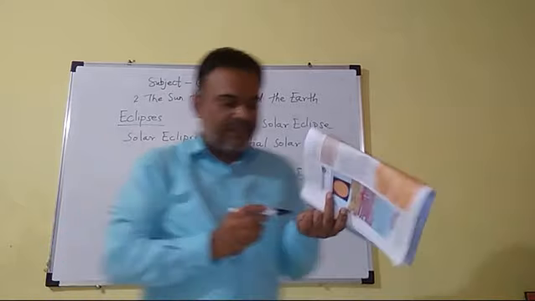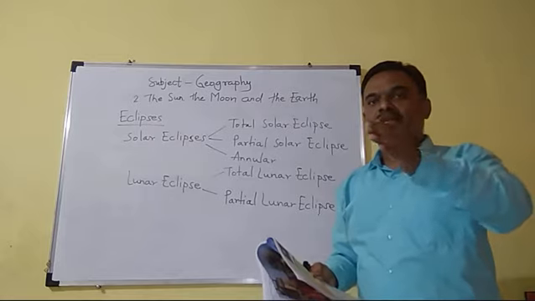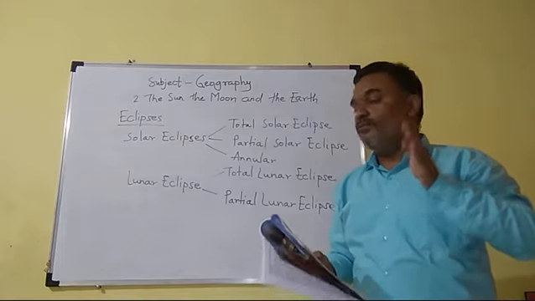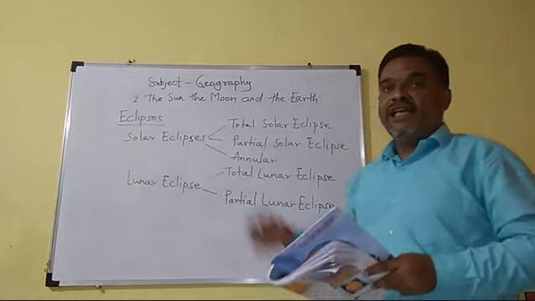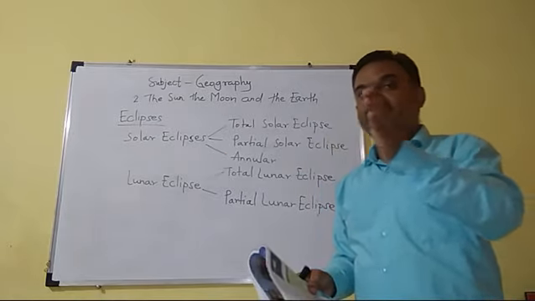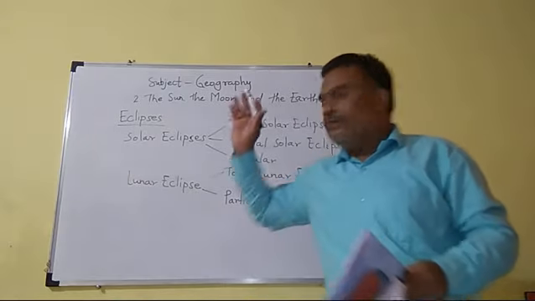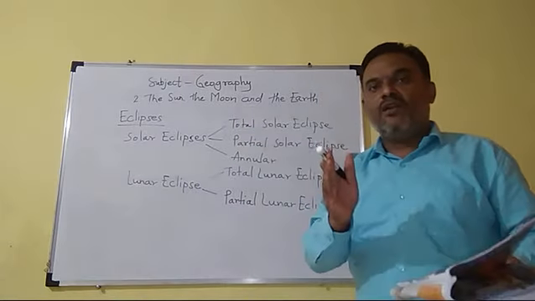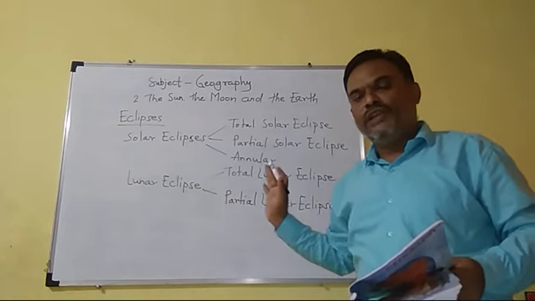You are going to remember that solar eclipse occurs when the moon enters the shadow of the sun, and lunar eclipse occurs when the moon enters the shadow of the earth. Solar eclipse takes place on new moon day and lunar eclipse takes place on full moon day.